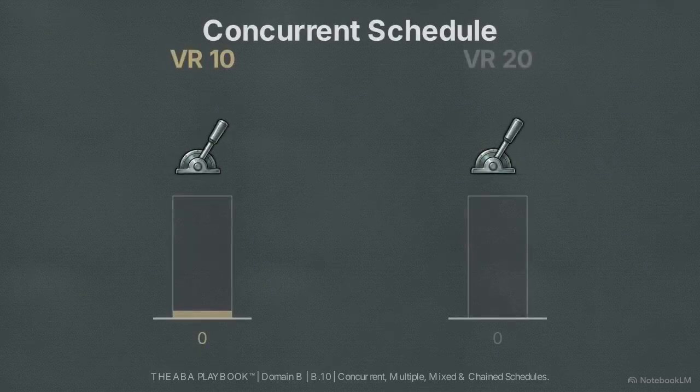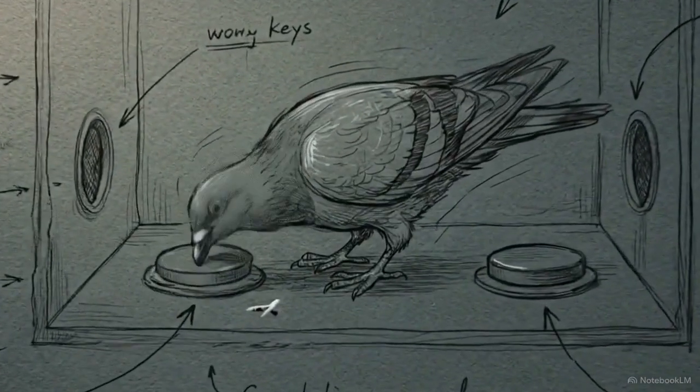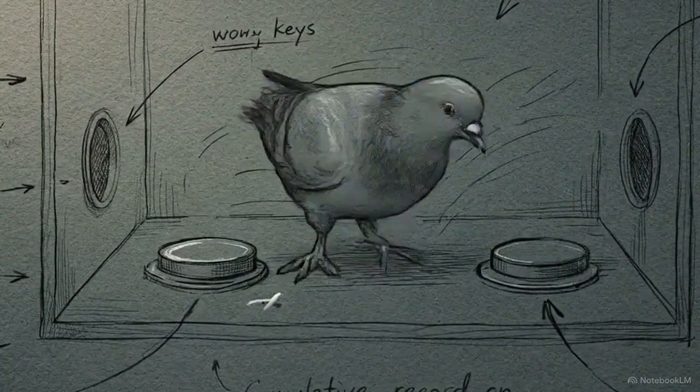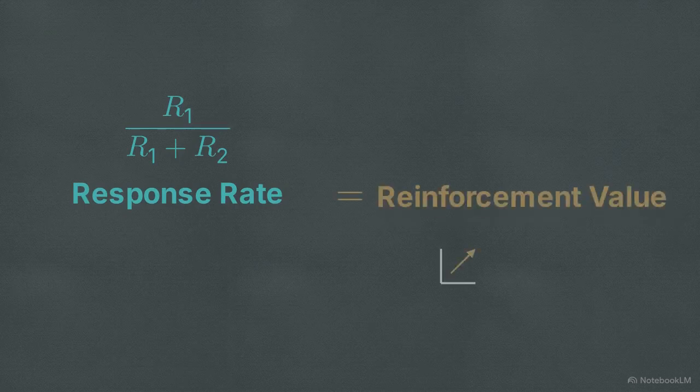A concurrent schedule involves two or more independent reinforcement schedules operating simultaneously. This allows an individual to choose between two or more distinct behaviors. The distribution of behavior in this scenario is a calculated mathematical process. This process is described by the matching law. The matching law states that the rate of responding across different options is proportional to the rate, quality, and immediacy of reinforcement provided.